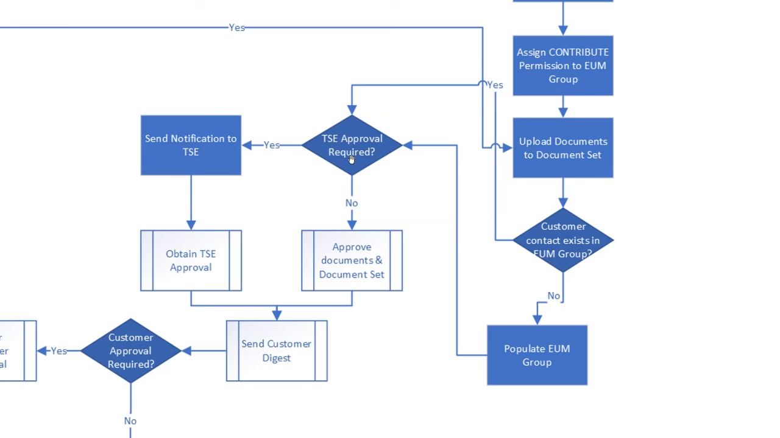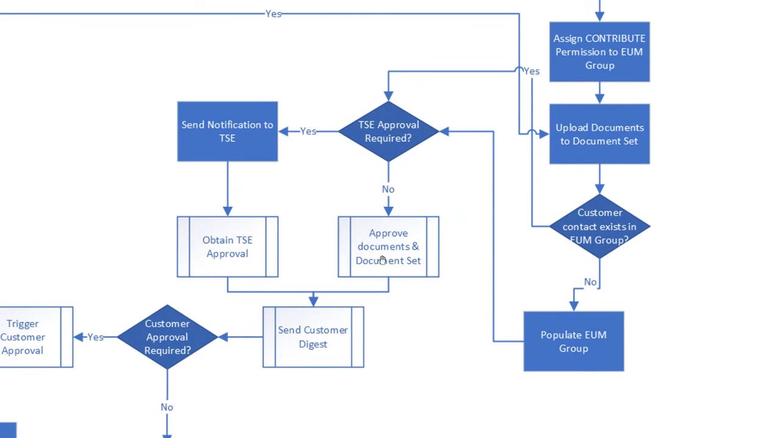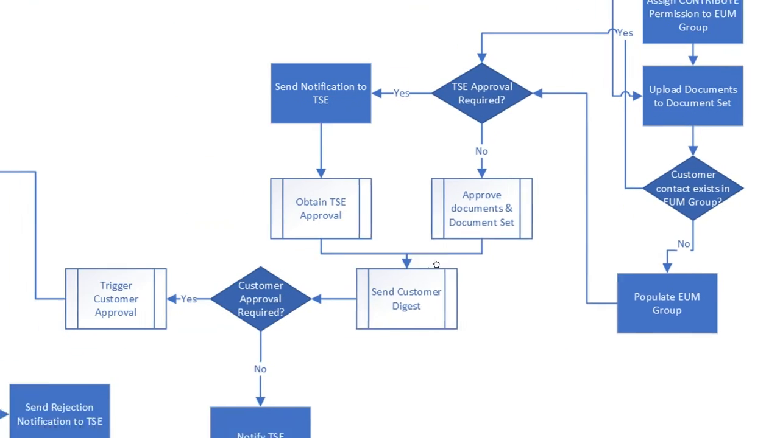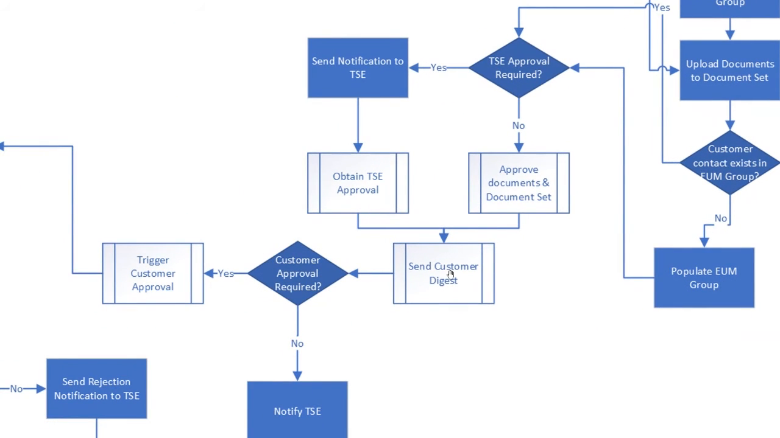And then we get to a decision point in the workflow. We say, is internal engineering approval required before this goes out? If it is, notify the TSE, get their approval. Otherwise, if it's not, just go straight to getting the customer approval. Or sorry, no, this is actually just marking it as approved by the TSC if they don't need to explicitly approve it. Then we send a digest email to the customer saying there's a bunch of drawing documents here that you need to review and approve.